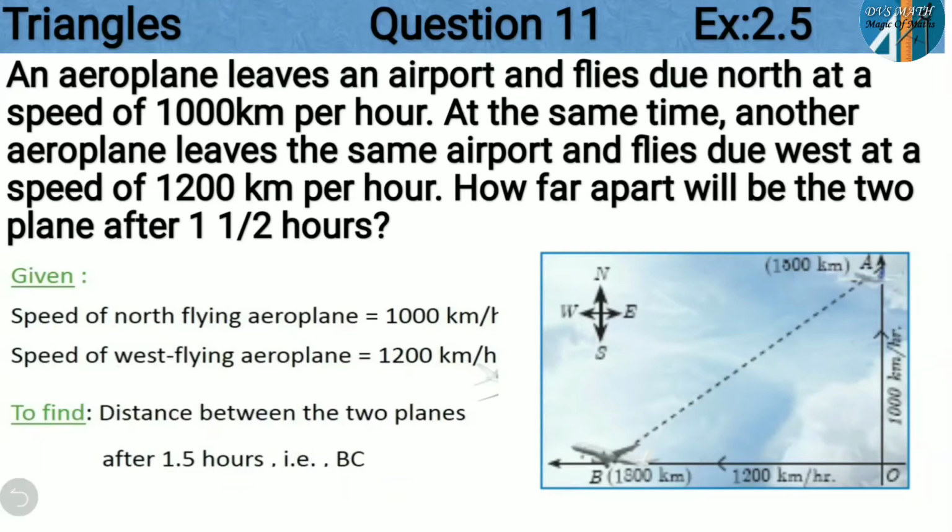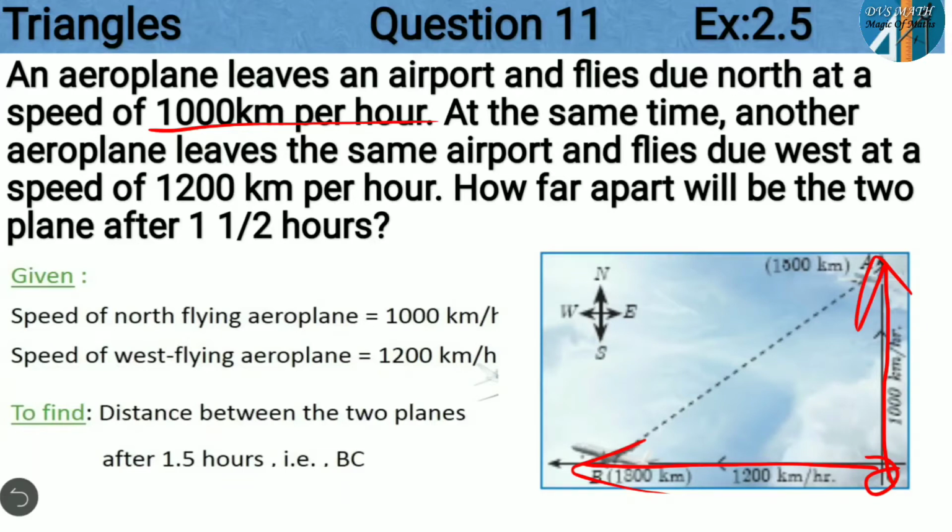Okay, observe here. First, you have to understand the directions. So here we have two directions. One plane is moving towards north, another plane is moving towards west. If you observe the directions, here you can observe north, south, east and west. Here only two directions are observed, one is north and another one is west. So if you consider an airport here, one is moving towards north at the speed of 1000 km per hour. Here they have not mentioned the distance, only they have given the speed. Okay, observe that. And another aeroplane is moving towards west at a speed of 1200 km per hour.